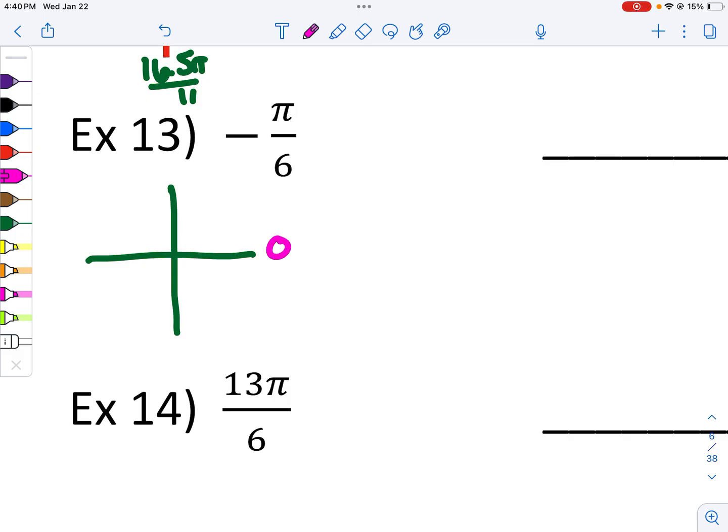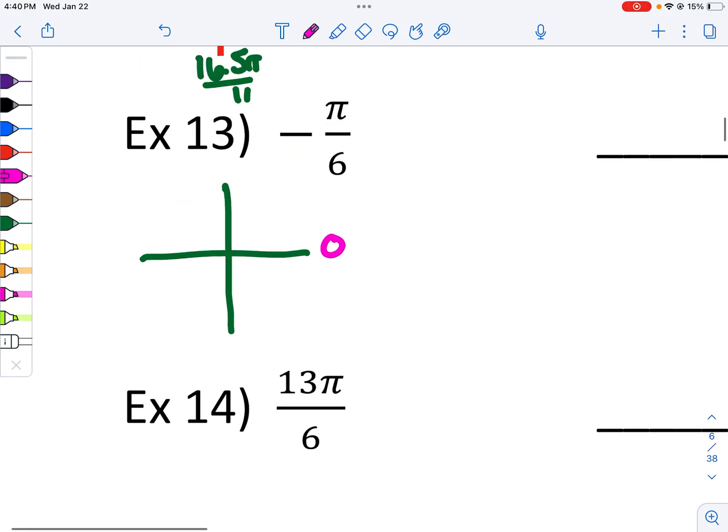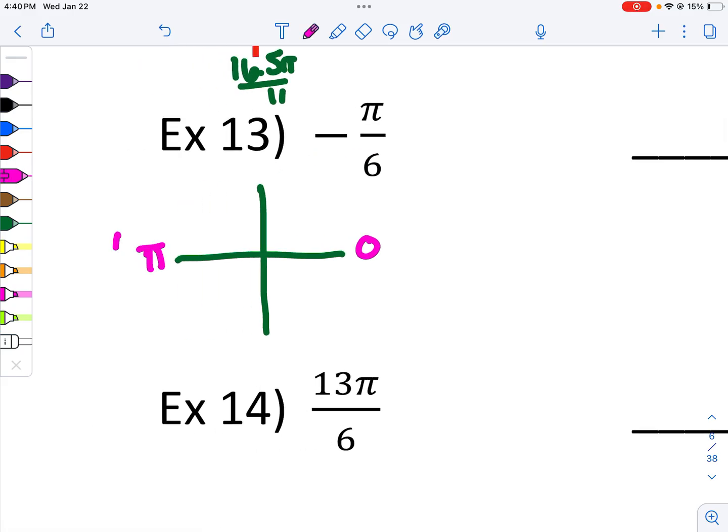So I start at 0. I know half a circle is pi, but since my denominator is 6, I want to make that 6 over 6, right? 6 over 6 is the same as 1 pi. So that means 2 pi in terms of 6 would give me 12 pi over 6, or 12 over 6 pi. This fraction reduces to 2, and then we throw a pi in there.